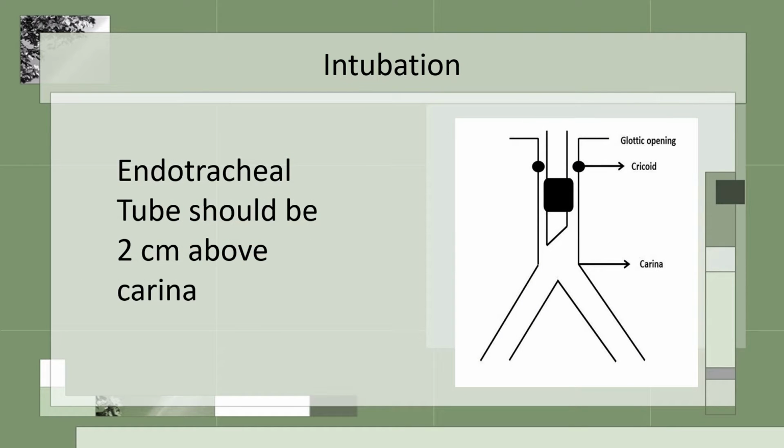So this is just another picture of the endotracheal tube and where it should be 2 centimeters above the carina. You can see the cricoid, the glottic opening, and the carina in this picture.